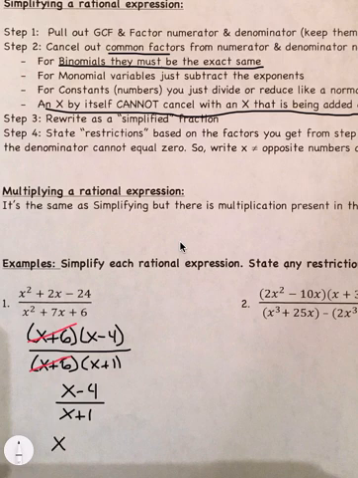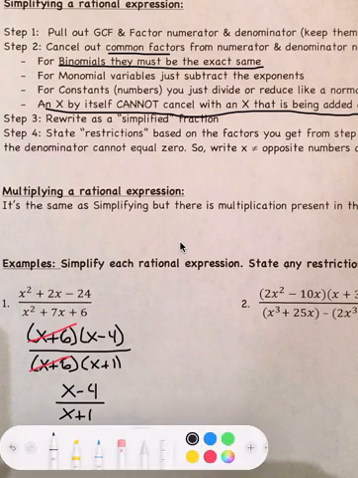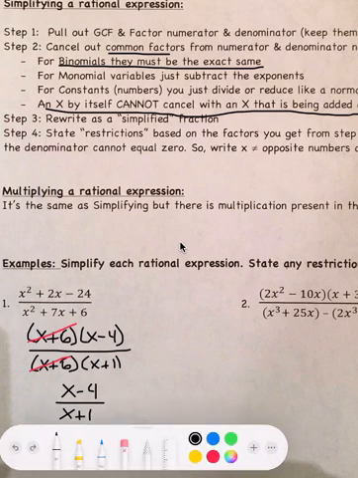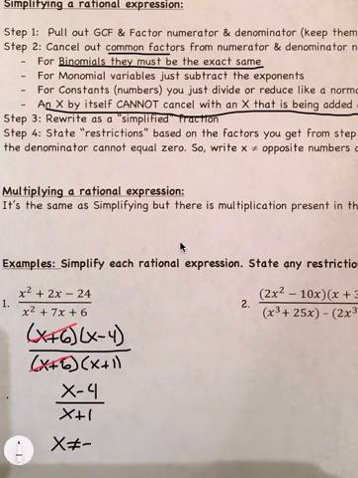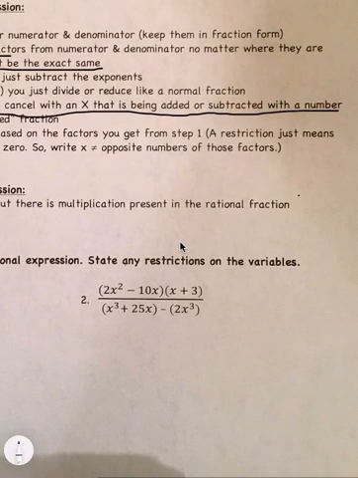And we say x cannot be equal to negative 6 or negative 1. And we get those by looking at our denominator here, when x plus 6 equals 0 and when x plus 1 equals 0. So that means x can't be negative 6 or negative 1, because that would make the denominator equal to 0. All right, let's look over here at number 2.